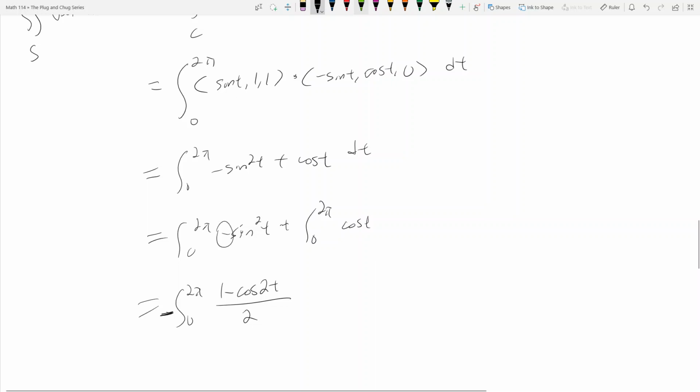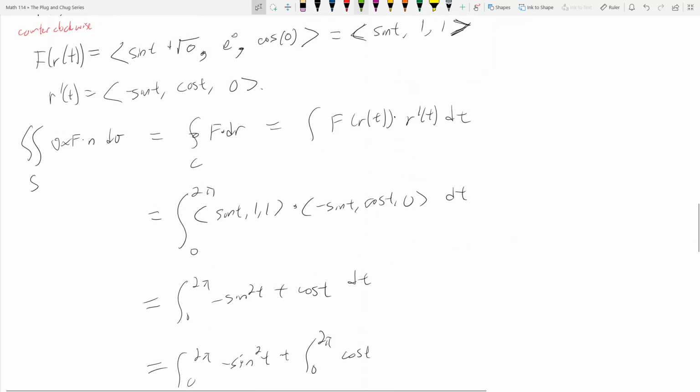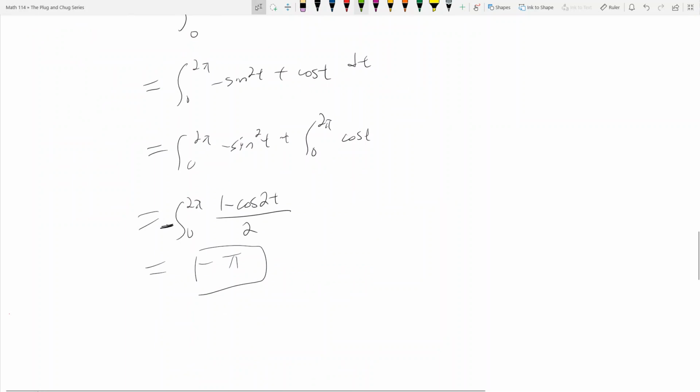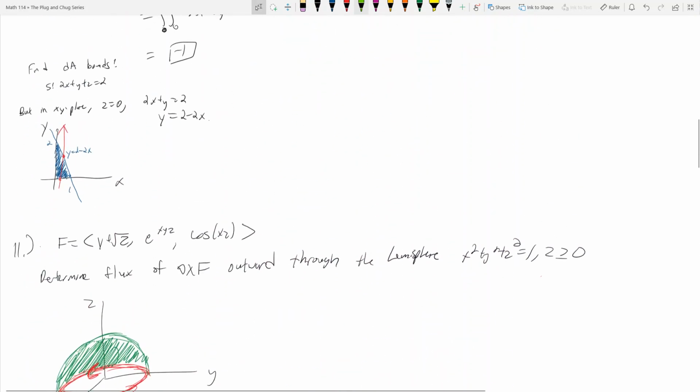But got to pull that negative sign out first. And then, yeah, if you do that integral, you'll get negative pi as your answer, okay? So that means the flux of the curl over the watermelon is equal to negative pi. And what are the highlights of this?